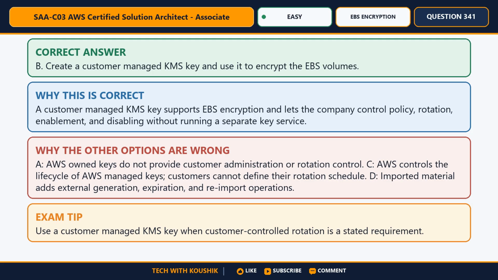A. AWS-owned keys do not provide customer administration or rotation control. C. AWS controls the lifecycle of AWS-managed keys. Customers cannot define their rotation schedule. D. Imported material adds external generation, expiration, and re-import operations. Exam tip. Use a customer-managed KMS key when customer-controlled rotation is a stated requirement.